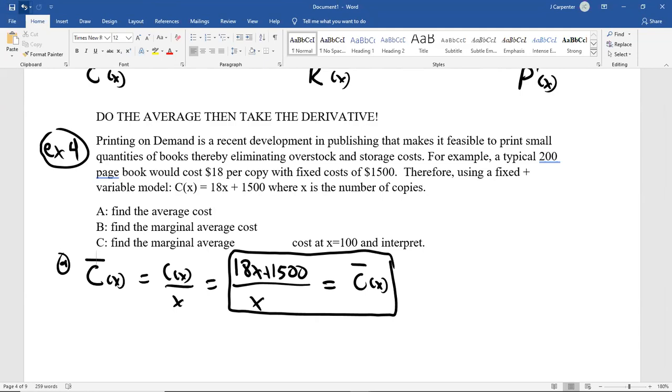So if you produced zero units, you'd plug in x equals zero and your average cost would be infinite because you'd be dividing by zero. If you produced one unit, then your average cost would be 1518. So it's costing you $1,518 to make one unit. If you produce two units, two times 18 is 36. 36 plus 1500 is 1536.